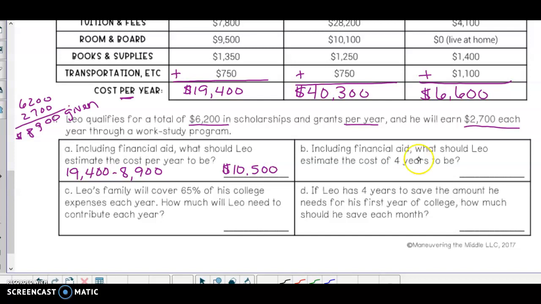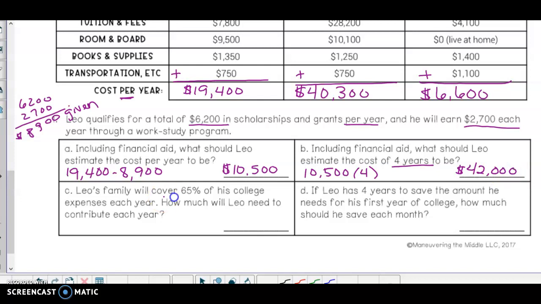Looking at his financial aid, what would his estimate of cost be for 4 years? So now we need to take our 1 year, $10,500, times 4. We multiply that, we get $42,000.